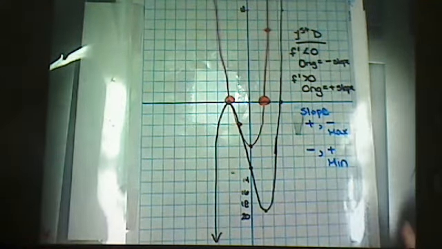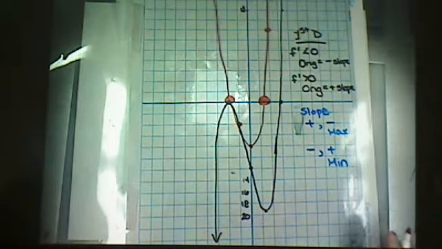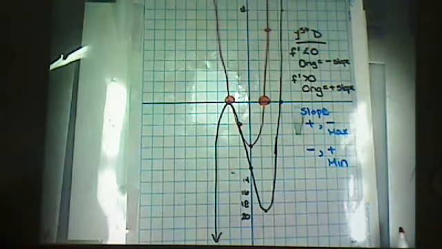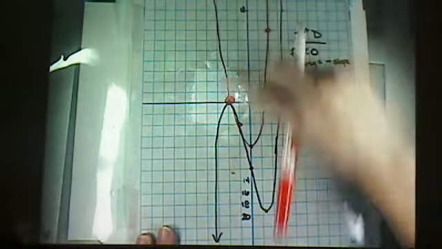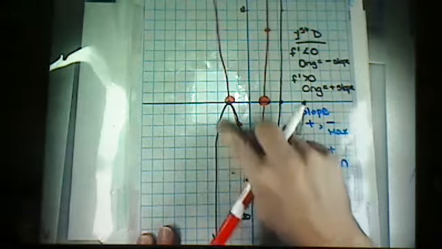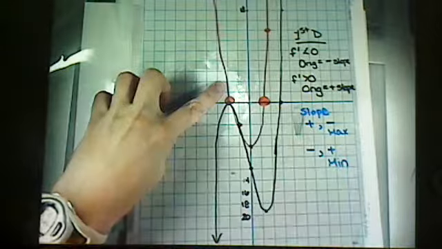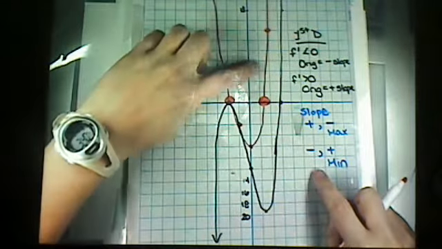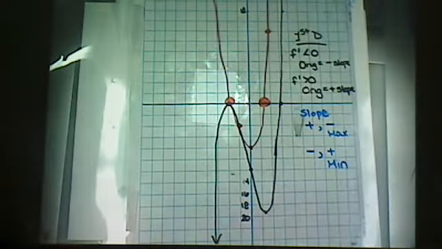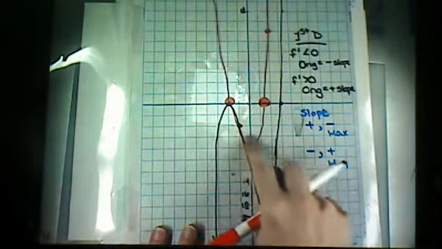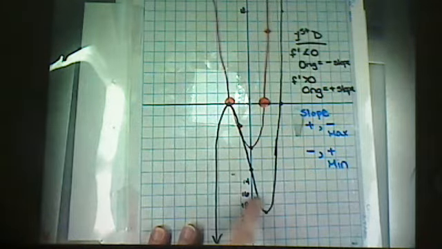Please remember that the graph of the derivative is a visual representation of the original slope. So notice, when the derivative is above the x-axis, our slope of the original is positive. Here, the derivative is above the x-axis, we have a positive slope. When the derivative is below the x-axis, so from this interval, notice that we have a negative slope on our original graph.